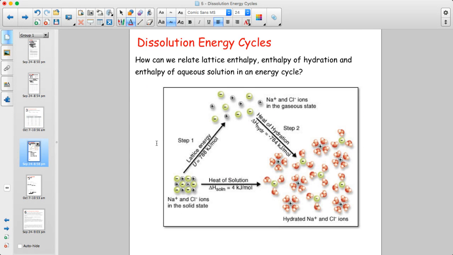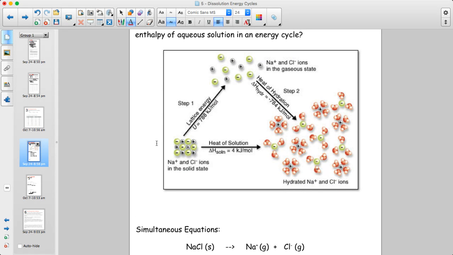Okay, so how do these fit together into an energy cycle? You may have already spotted it as I talked about it. Essentially, if you take an ionic compound here and you dissolve it in water, you're going to end up with hydrated ions. And that's the enthalpy of aqueous solution. Here it's written as the heat of solution, but we're going to call that the enthalpy of aqueous solution.